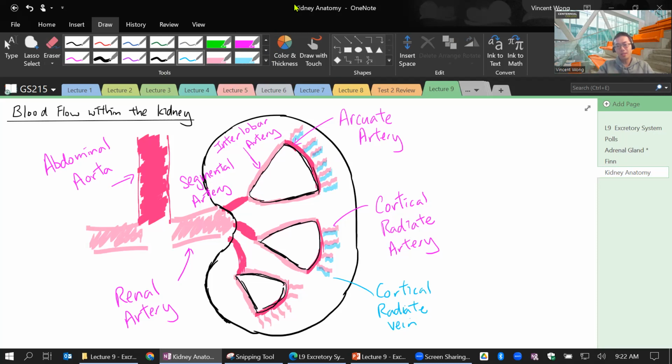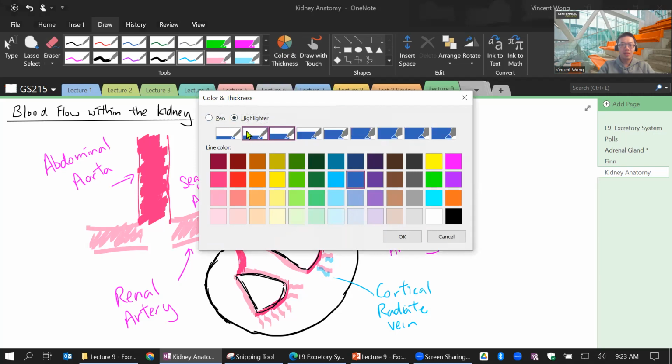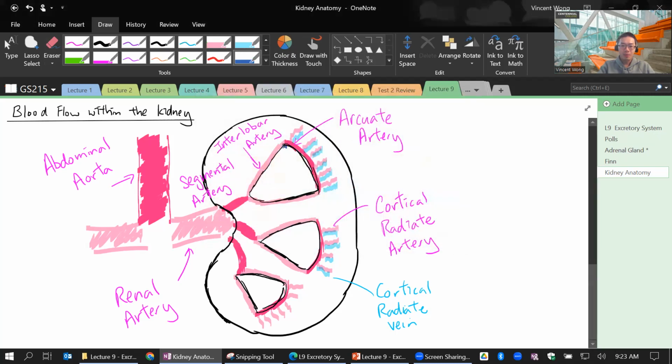Okay, and then I'm not gonna draw it either. It's gonna get confusing even for this diagram, but you can guess what happens next, right? The cortical radiate veins will then join together to form the arcuate vein. Right? Arcuate vein. You know what? Maybe I'll draw it. Let's see if it's gonna be okay. Right? So you're gonna have this one, the arcuate vein, right next to the arcuate artery. Arcuate vein, and you can pretty much teach the rest of this segment yourself.